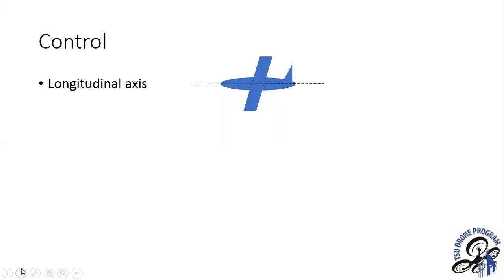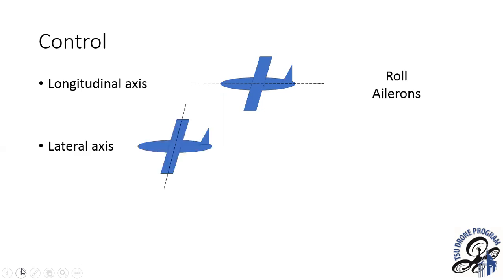So the first one is the longitudinal axis, and you can see that that runs through the plane from the tip of the plane, the nose of the plane to the tail. And so rotation about this axis is called a roll, and it's modified by the ailerons. And then our next axis is the lateral axis, and this runs through the wing of the plane. And any sort of rotation about this axis is called pitch, and it's modified by the stabilator or the elevator.